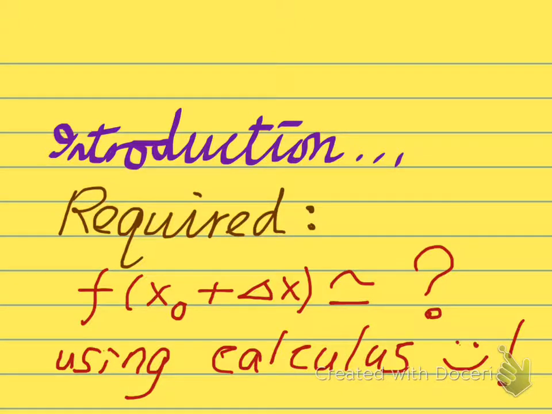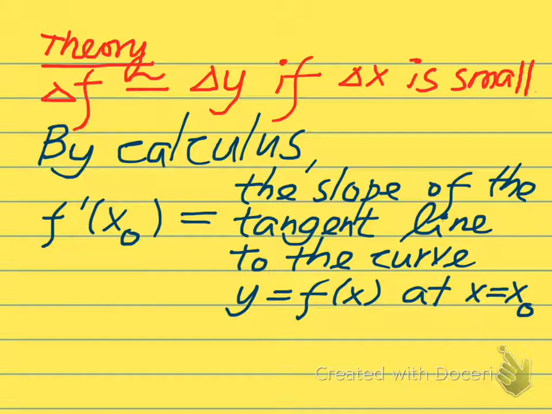And now we're going to proceed to some theory. To answer the question just now, whether there is any association amongst delta f, delta y, and delta x, here is the answer. For delta x small enough, we can see delta f is approximately equal to delta y. By calculus, the derivative of f at x equals x0, indicated by f prime x0, is the slope or gradient of the tangent line to the curve y equals f of x at x equals x0.